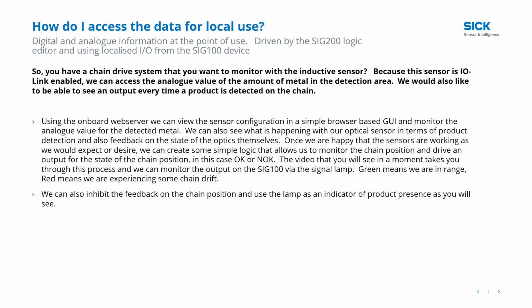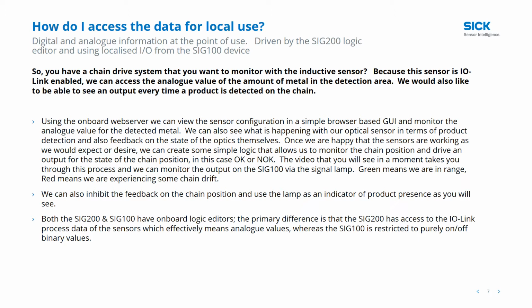So within that logic editor, we're also going to inhibit the feedback from the IMC, and we're then going to be able to use the lamp as a product detection indicator from the optical sensor. So it's basically doing 2 jobs with the same lamp, and that's all enabled and controlled via the onboard logic of the SIG 100 and the SIG 200. They've both got their own onboard logic editors. The primary difference is that the SIG 200 has access to the IO-Link data of the sensors, the process data over IO-Link, which effectively means, as we've said, you've got analog values, whereas the SIG 100 is pretty much restricted to ons and offs.